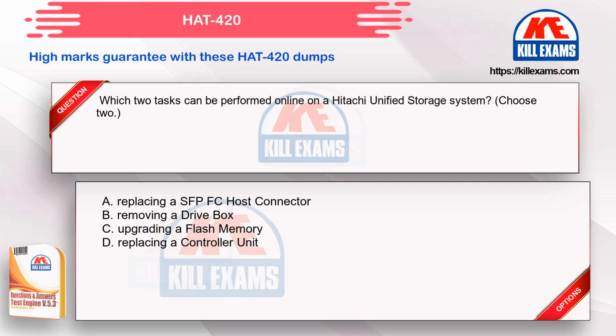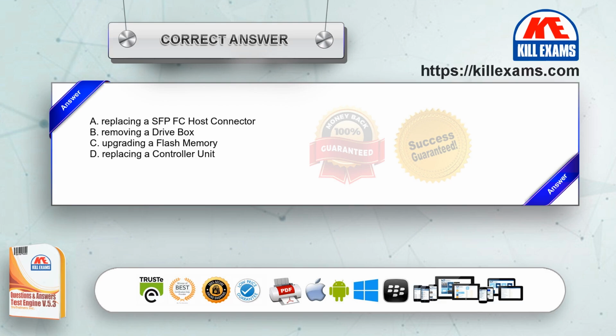Which two tasks can be performed online on a Hitachi unified storage system? Choose 2. Option A. Replacing a SFP-FC host connector. Option B. Removing a drive box. Option C. Upgrading a flash memory. Option D. Replacing a controller unit. The correct answer is option A, D.